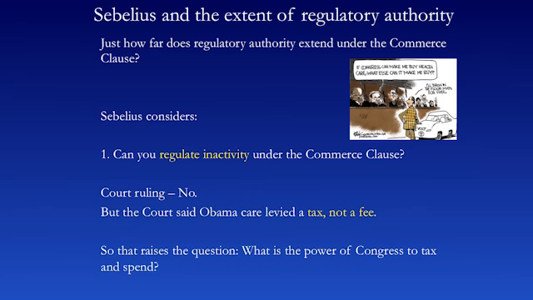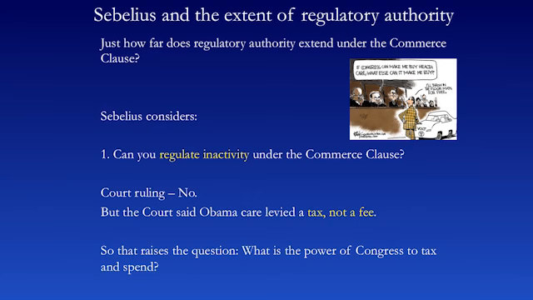So with this very broad definition of the Commerce Clause, does it include the power of Congress to tell people you must do something? You must buy health insurance. You can't get along without health insurance. Does Congress have that power? And it was argued before the Supreme Court that the Affordable Care Act was unconstitutional because Congress was regulating inactivity.